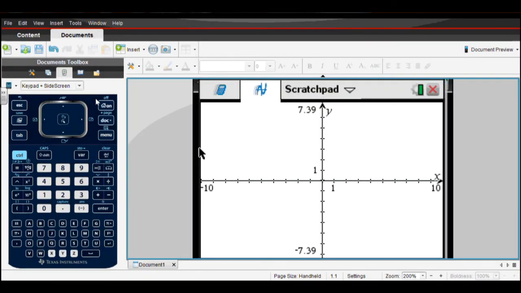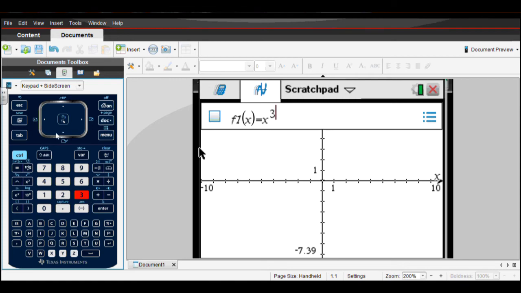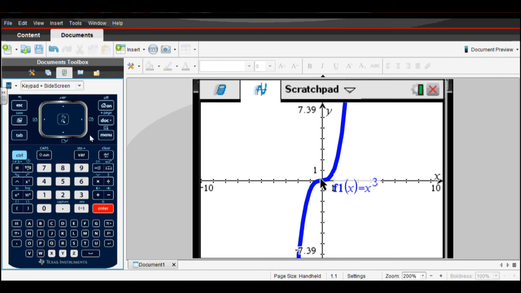So for our second function, we said that it was cubic. So I'm going to start off by putting in the parent function for our cubic equation. And the rule is x to the third. So I'm going to hit x, my exponent key, which is to the left of the x squared key, and I'll type in the 3 for my exponent, and I will hit enter. So here in blue, I have my parent function for the cubic function.